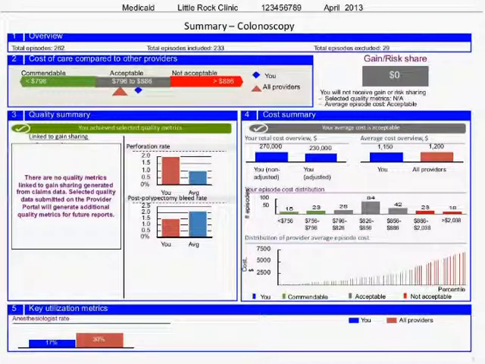The next section will be the fifth section of this page, and it shows the key utilization metrics, which may vary according to the episodes of care. For this episode, we are looking at the anesthesiologist rates. This gives the provider a look at how they are performing in relation to other providers and where they may have areas of opportunity for improvement.